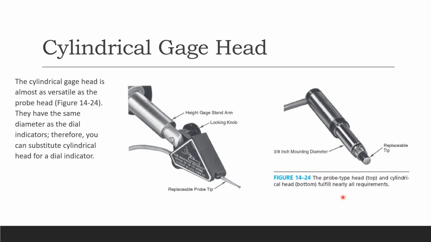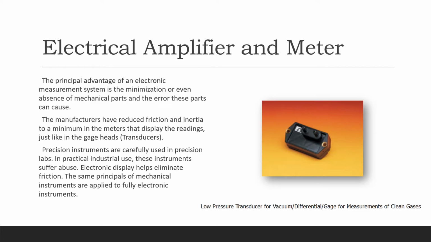So you're just looking at the probe type head and a cylindrical head, which is this one. That's your probe, and that's your cylindrical head. See the difference: this is kind of pointed, and this one is completely, taking the shape of a cylinder, so therefore we call it cylindrical gauge head.